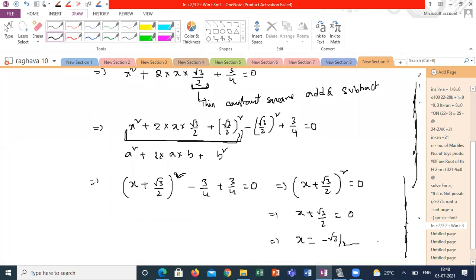So here there are two values, minus root 3 by 2. Yes, the two roots are the same here: minus root 3 by 2, minus root 3 by 2. That's it. Is it clear, guys, what I'm trying to say?